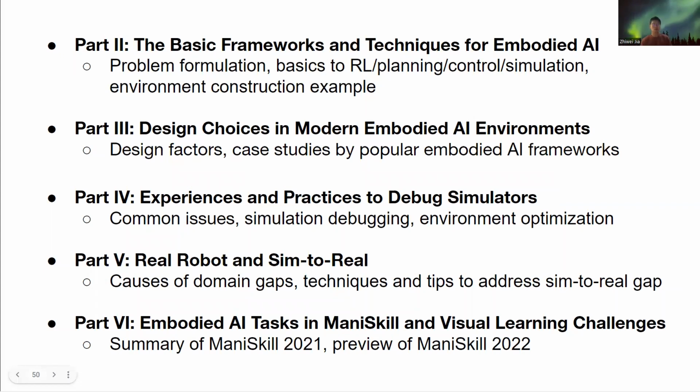In part 5, real robot and sim-to-real transfer, we would like to discuss causes of the domain gaps and also some techniques and tips to address the sim-to-real gap. And last but not least, in part 6, embodied AI tasks in ManiSkill and visual learning challenges, we will give you a summary of the ManiSkill 2021 challenge and a preview of the incoming ManiSkill 2022 challenge. That's all about part 1 of this tutorial. Thank you.